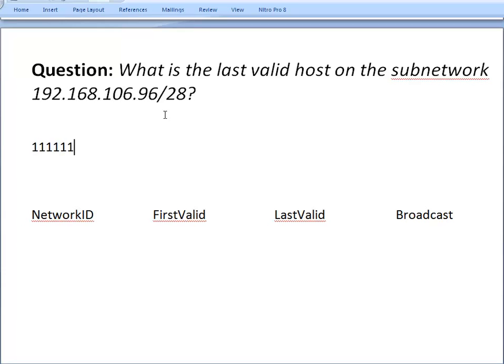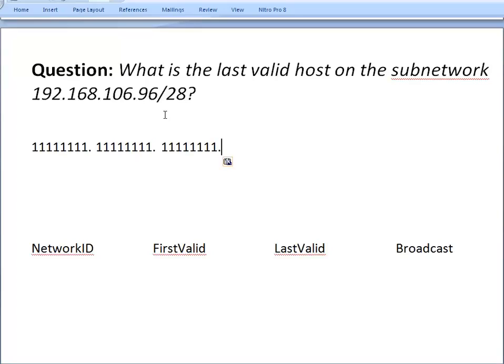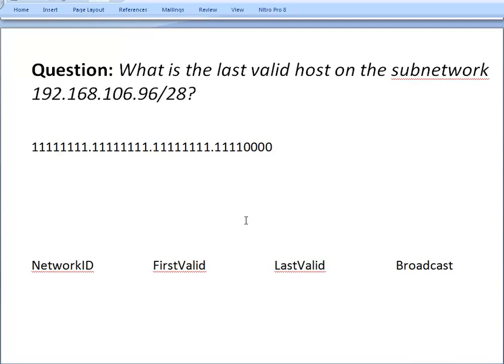Now /28 is, I'll put 28: 1, 2, 3, 4, 5, 6, 7, 8. Dot. Let's just copy these. That's 24, 25, 26, 27, 28. 1, 2, 3, 4. That's a /28, yeah. Okay. Now /28, I can say 255.255.255.240.